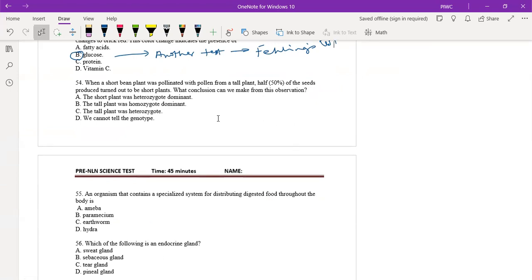When a short bean plant was pollinated with pollen from a tall plant, half, that's 50% of the seeds, produced plants that turned out to be short. So 50% short. What conclusion can we make from this observation? The short plant was heterozygote dominant. The tall plant was homozygous dominant. The tall plant was heterozygote. We cannot tell the genotype. How can we get 50% short?